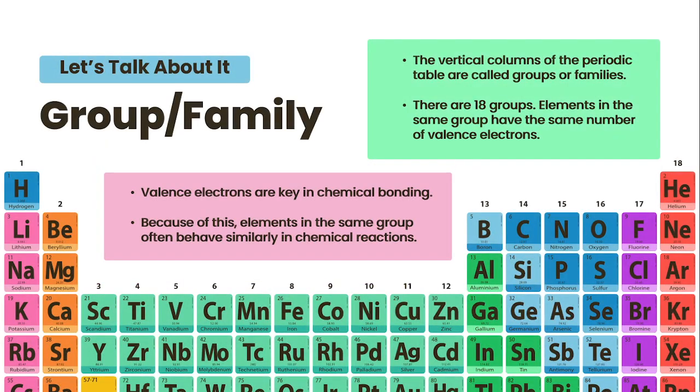Alright, let's look at the group or family. The vertical columns of the periodic table are called groups or families. There are 18 groups of elements. Elements in the same group have the same number of valence electrons. Remember, elements in the same period have the same number of electron shells, but elements in the same group have the same number of valence electrons, that is, the same number of electrons in their outermost shell. Valence electrons are key in chemical bonding. Because of this, elements in the same group often behave similarly in chemical reactions.